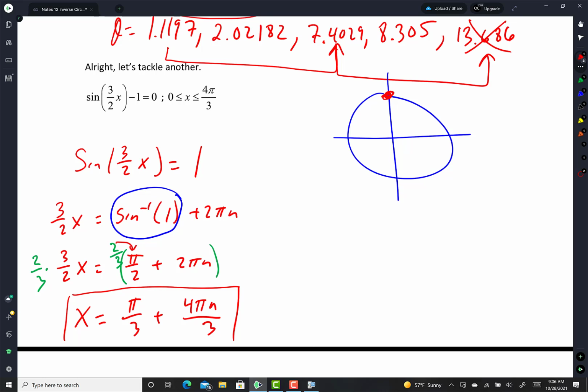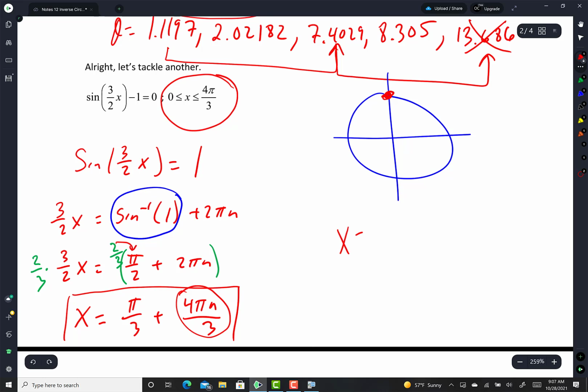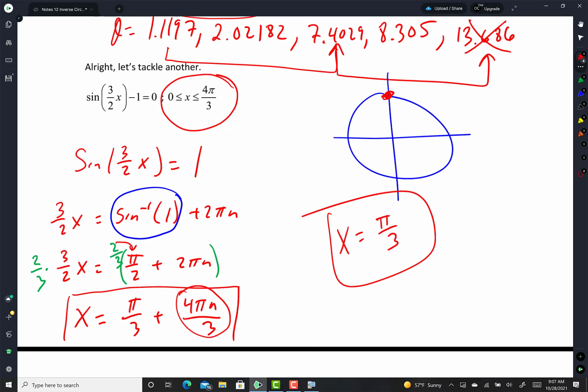So they want all the values between what and what? 0 and 4 pi over 3. You notice that n is always an integer. You notice that you have plus 4 pi over 3 n. Well, since pi over 3 is already positive, any positive number plus 4 pi over 3 is going to take me outside my domain. This one's only going to have one value. Just pi over 3, when n is 0.